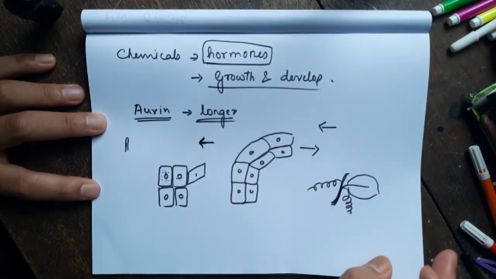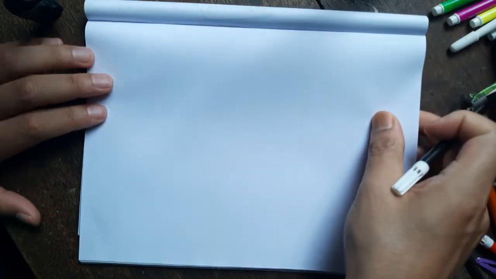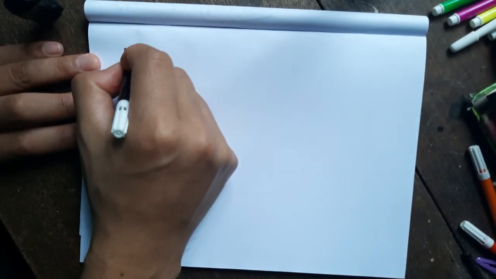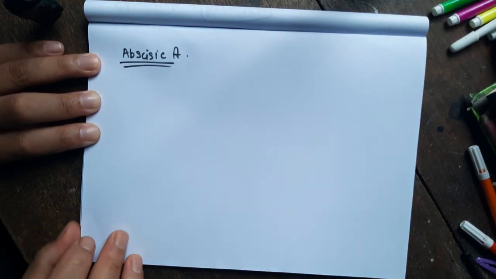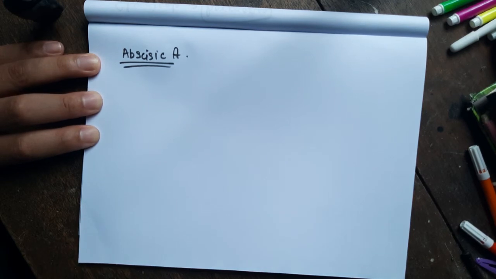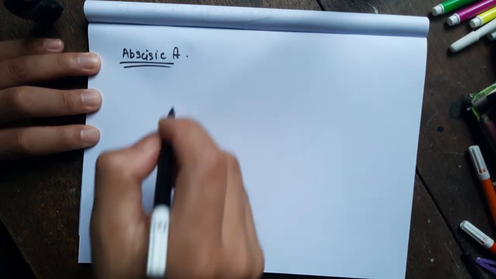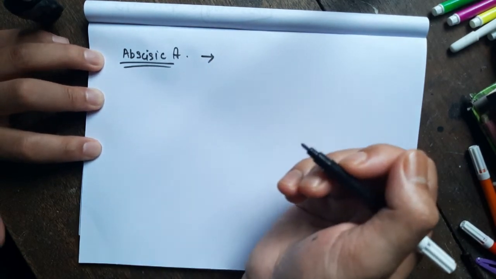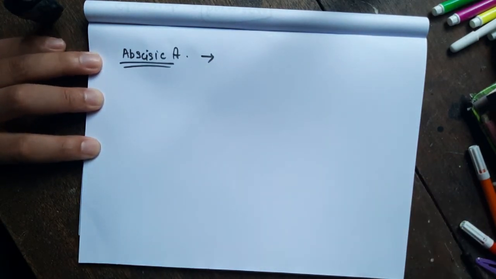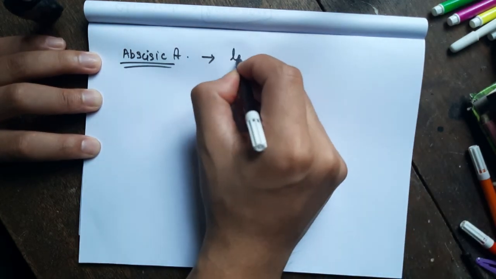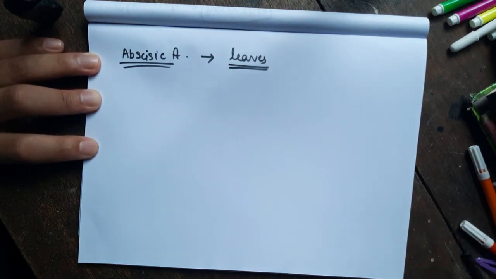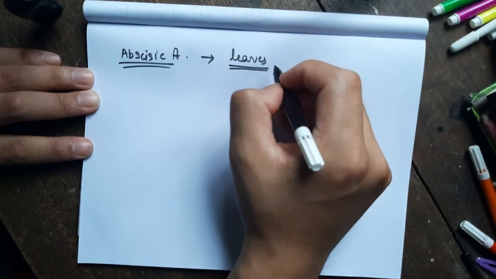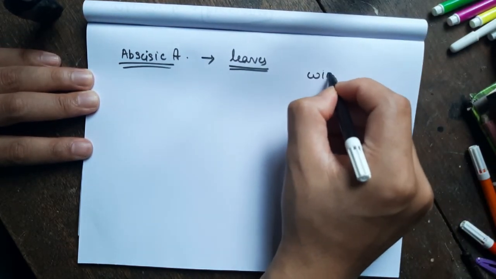Now let us look at abscisic acid, which inhibits growth or stops the growth. How does abscisic acid work, or why does it work? Its main function, or the main result, is to stop cell division so that things will die. Which things? Mostly leaves. The plant wants the leaves to die so that they can fall down. When does the leaf fall? Mostly during winter. Why during winter?